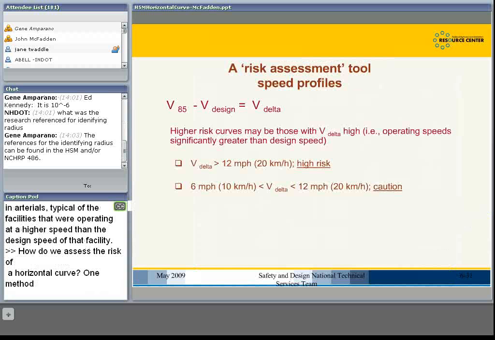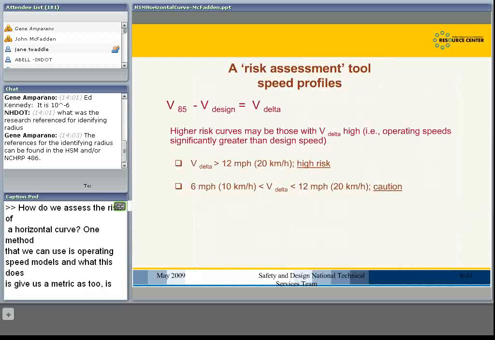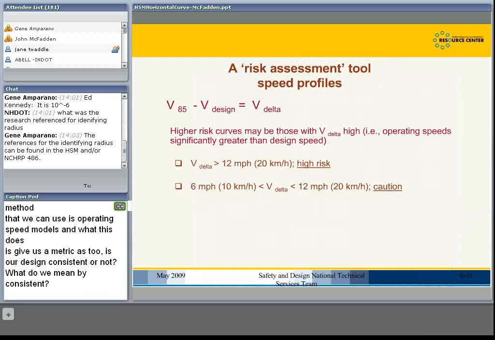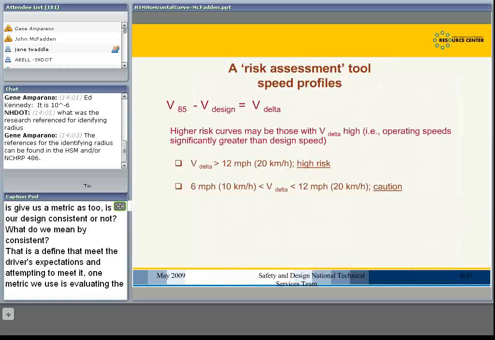Excuse me. So how do we assess the risk of a horizontal curve? One such metric we can use is operating speed models. What this does is give us a metric as to whether our design is consistent or not. And what do we mean by consistent design? I'm referring to a design that meets the driver's expectations.